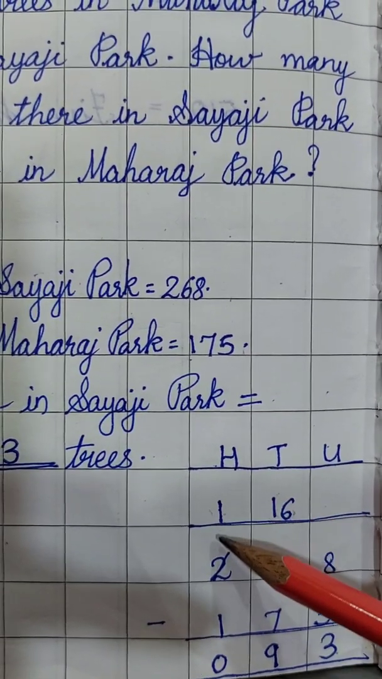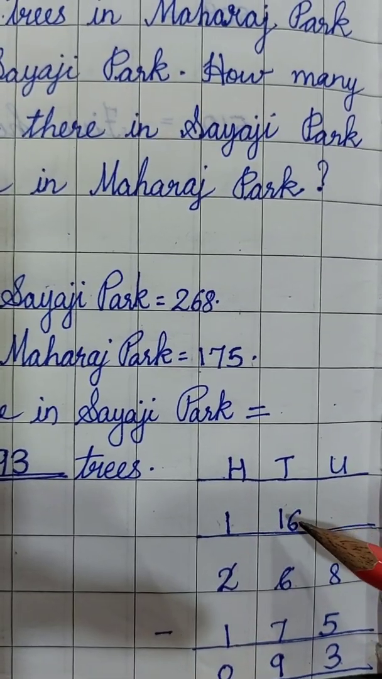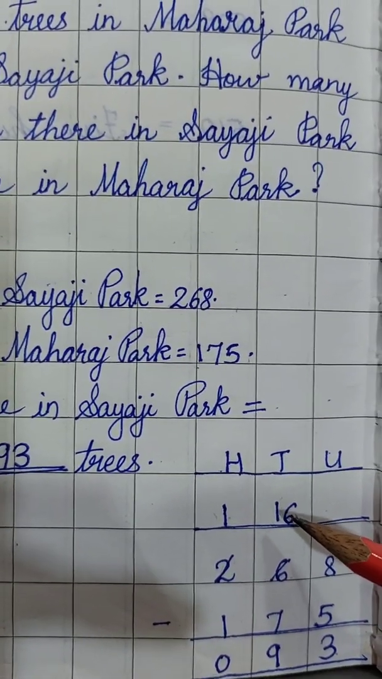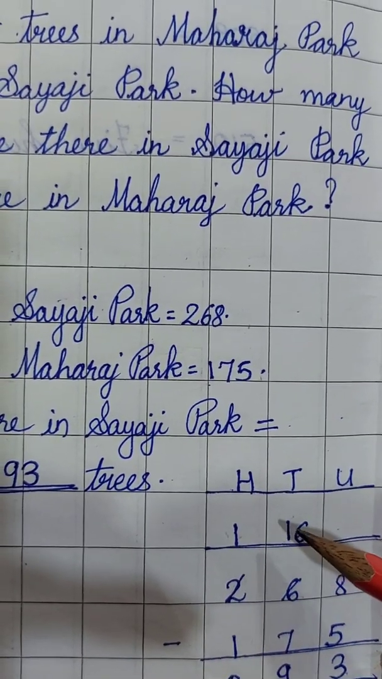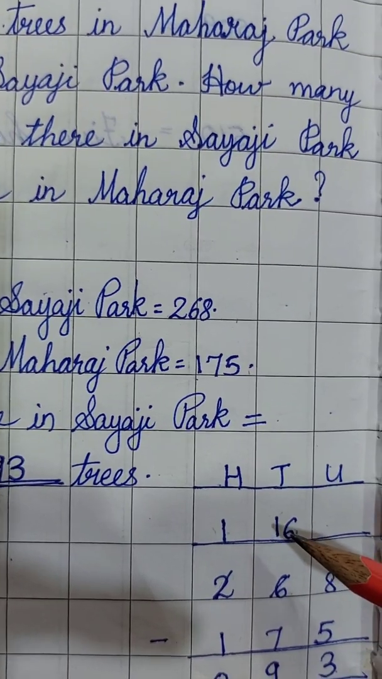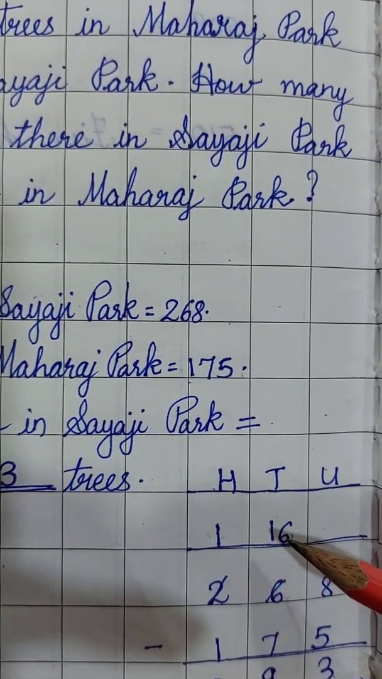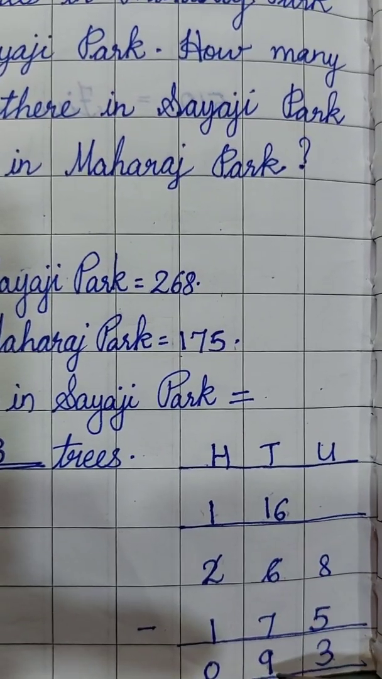Then you untie 100 from this 200. That 100 you give to tens. So tens will borrow 100 from the 200s. Okay. So here that 100 is what? 100 is equal to 10 tens. So 10 tens plus 6 tens, 16 tens. Now 16 minus 7, you get 9.